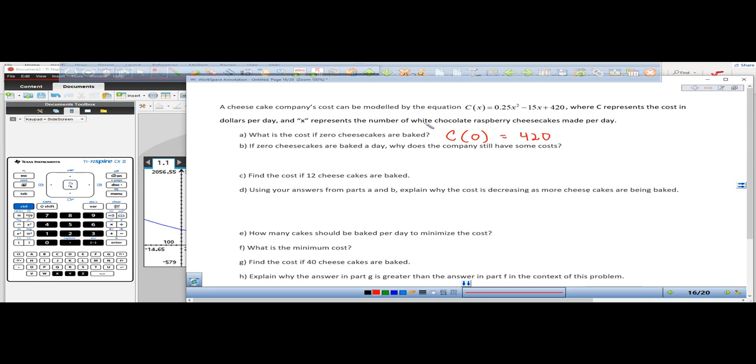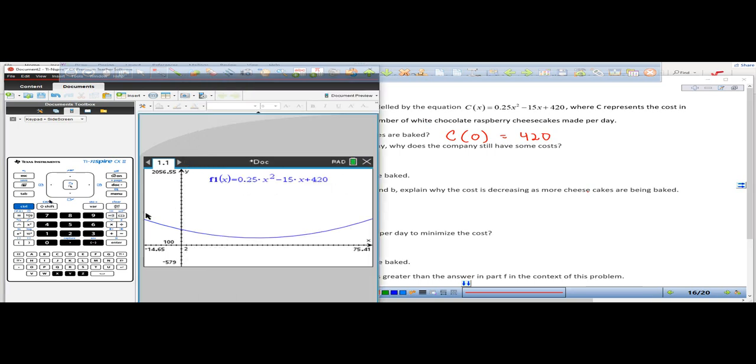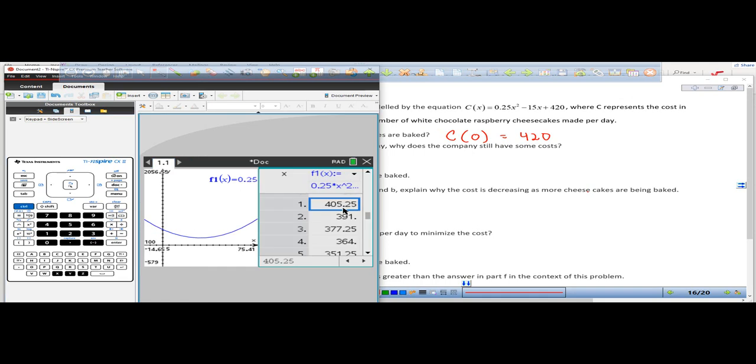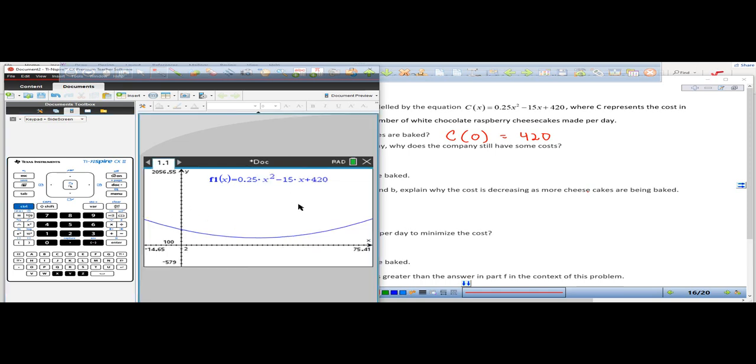Now a fast way to get this answer is to go to Control T. All right, here's another option. Just scroll up to 0. When x is 0, what's my y? It's 420. Okay, so the table menu on the Inspire is very useful, right? And you should know how to use it. Okay, Control T to get out.